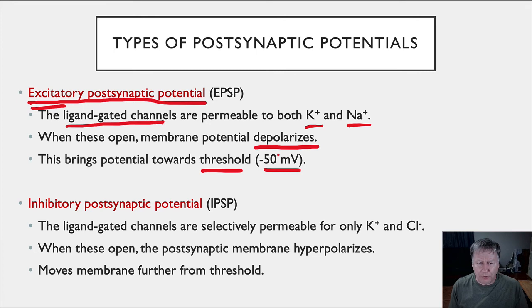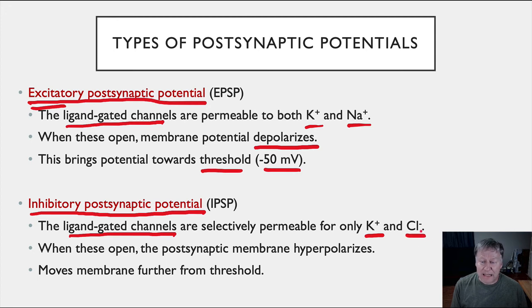But there are other signals that are received that are what we call inhibitory postsynaptic potentials, IPSPs. Inhibitory ones are ligand-gated ion channels, but they don't let sodium in. They just let potassium out and chloride, Cl minus, in. When they do that, they hyperpolarize the cell. They make the cell become more negative. This moves the membrane further from threshold, making an action potential less likely.